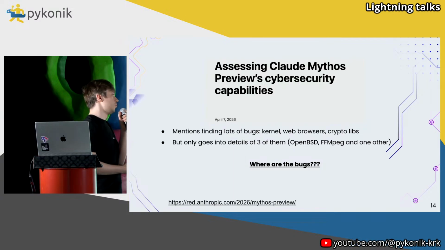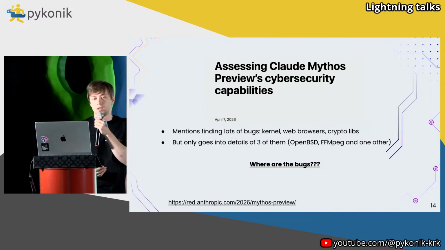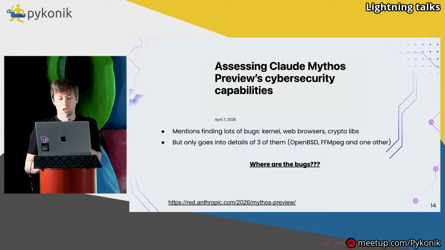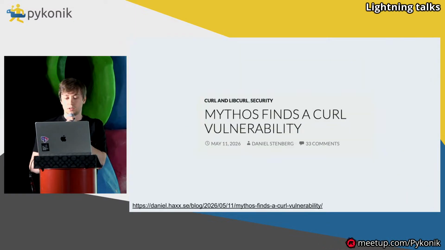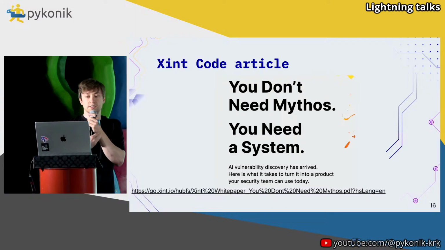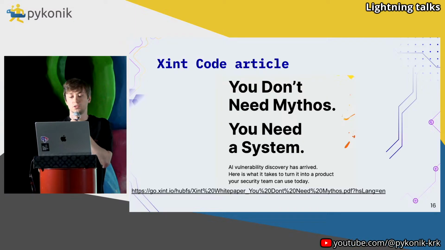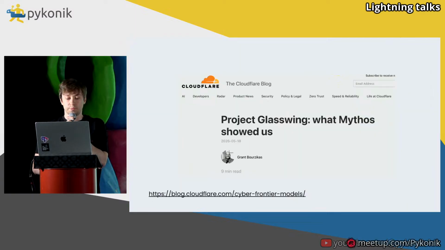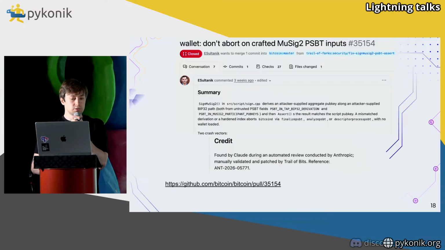And well, if you follow the media, some of them are now disclosed, like for Firefox or Chrome or other stuff. We can find a lot of articles about it. There's also an article from curl. There's an article from Xint Code, which says you don't need Mythos, you need a system, which actually benchmarked Mythos against other models and against some kind of agentic system that has additional prompts to find bugs. There is one from Cloudflare about what Mythos showed them. I'm not going into the details of what the blog posts say, because we don't really have that much time. But what I wanted to show you is this.